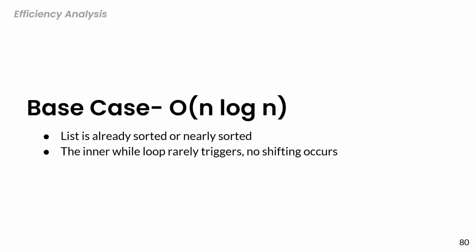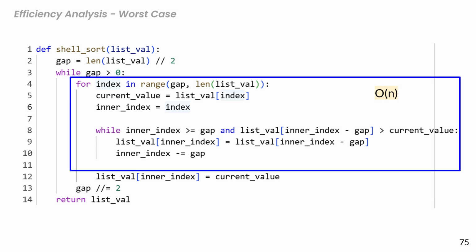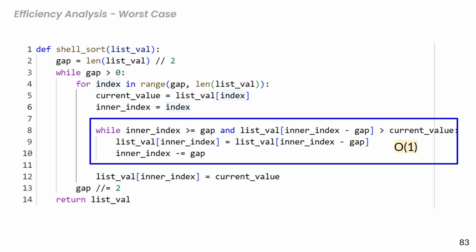The best case is big O of n log n. The best case occurs when the list is already sorted or nearly sorted. In this situation, the inner while loop rarely triggers, so shifting hardly occurs. The outer while loop does not change. It will always remain the same. The same can be said for the for loop. It will iterate depending on the length of the list. The main difference lies in the inner while loop. Since the list is almost or fully sorted, the condition is rarely satisfied, meaning it will rarely trigger, making the best case time complexity big O of n log n.